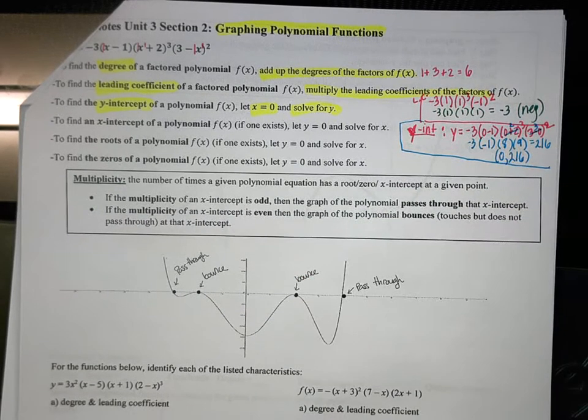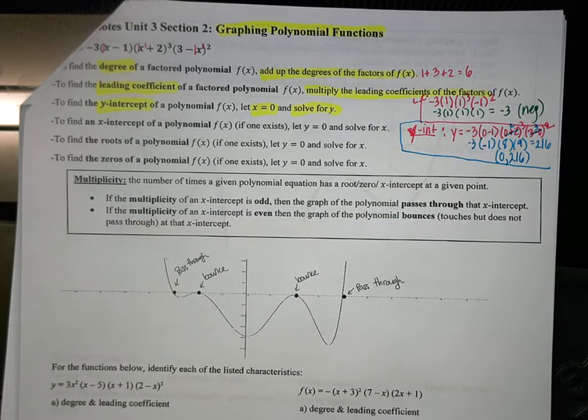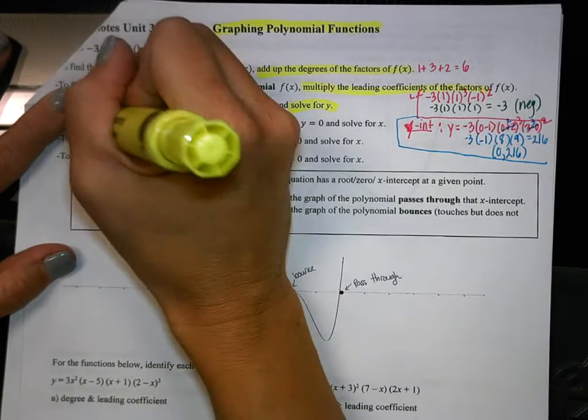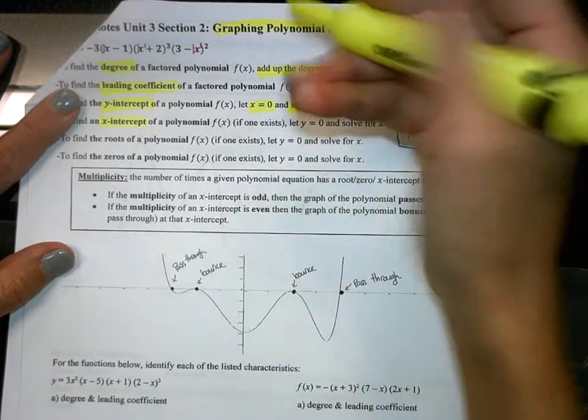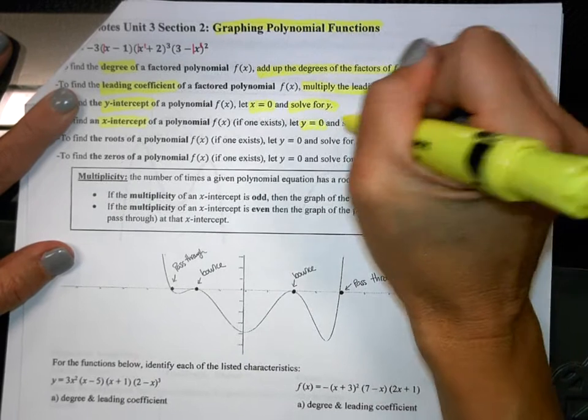Are we good? The next one says the x-intercept of a polynomial, if one exists, is found when you let y equal 0 and solve for x.